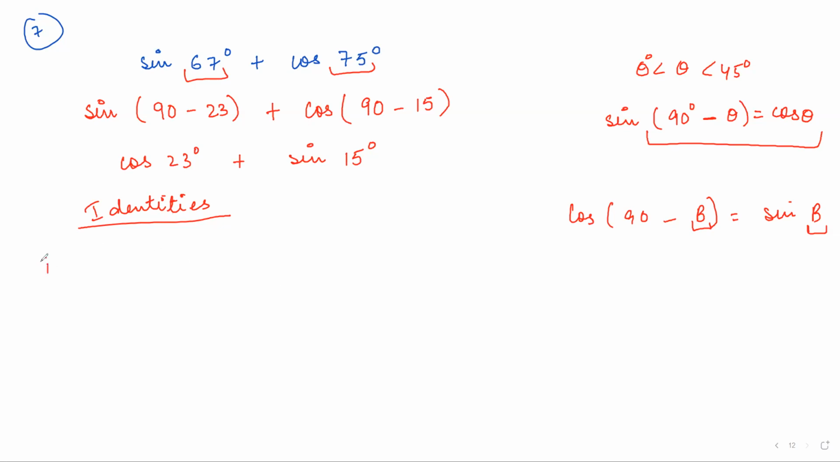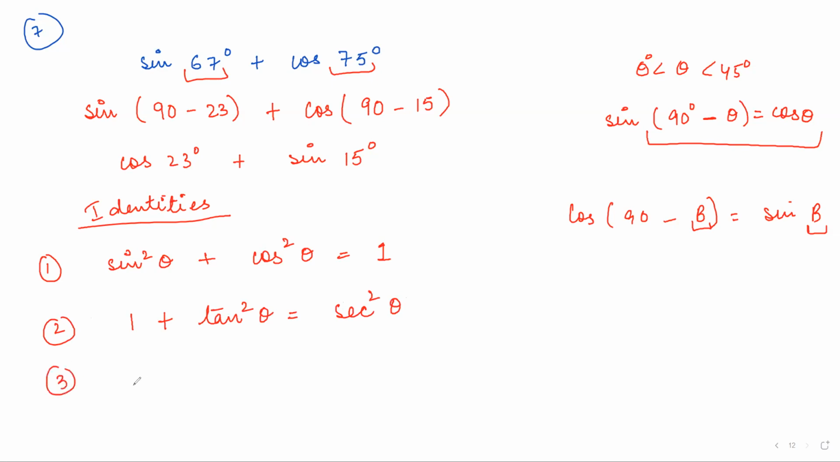So the three identities you have to use in this chapter are, first, that sine square theta plus cos square theta is equal to 1. So that's the first identity. So whatever the value of theta is, this is always true. Okay. Second is that 1 plus tan square theta is sec square of theta. And the third is 1 plus cot square theta is equal to cosec square theta. So these are the three identities you have to remember.